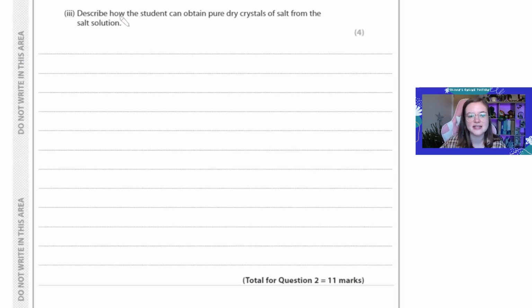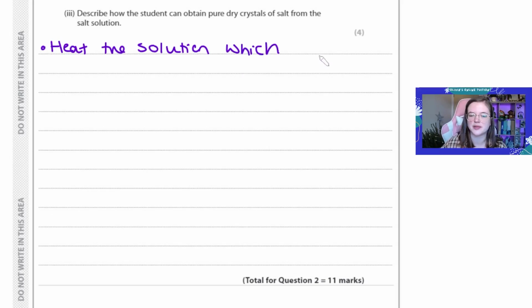In part 3, describe how the student can obtain pure dry crystals of salt from the salt solution. So what they've got is a solution, a beaker with some salt water in it. They want to know how they're going to get that salt back out again. So first thing they need to do is get rid of all that water, because if the water's gone, salt's going to be left on its own. What they're then going to do is heat the solution, which will evaporate some of the water.